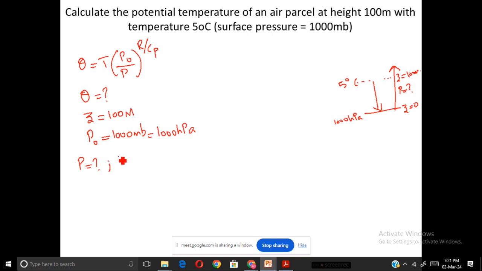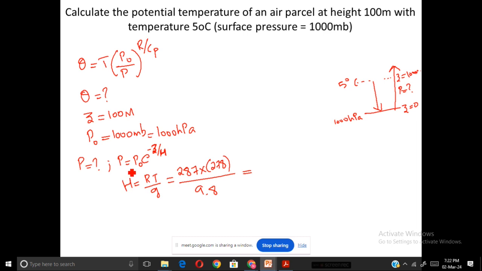So the equation that we have been using so far, considering an isothermal atmosphere, is P is equal to P0 e raised to minus Z by H. H, which is the scale height of the atmosphere, is given as RT by g. The value of R is 287, and temperature is 5 degrees Celsius, which is 5 plus 273, which is 278 Kelvin, divided by 9.8. Can you tell me what is the value of scale height?